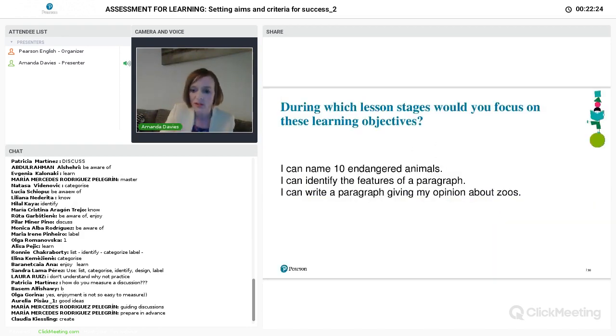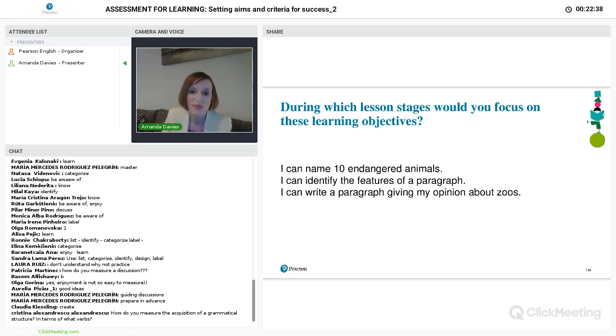So how and when do we use learning objectives? These are some learning objectives from a recent lesson that I taught. So it was a 90-minute lesson. I had three learning objectives. You don't have to have three. It could be one or two. Three is probably maximum. But my objectives for this one was I can name 10 endangered animals. I can identify the features of a paragraph, and I can write a paragraph giving my opinions about zoos.